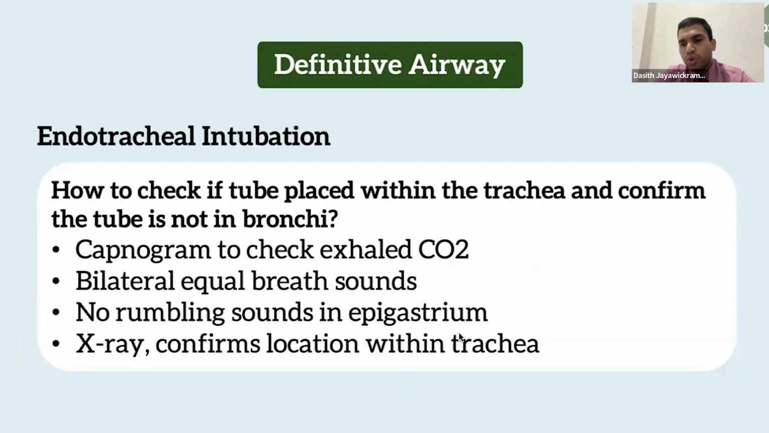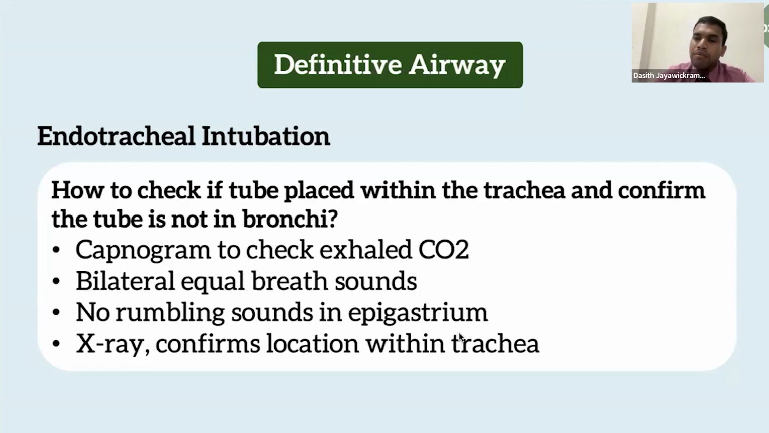So how do you know whether the tube is in the correct position? The tube could be in the trachea, it could be in the esophagus, and even if in the trachea, we could have inserted too much, and it could go and lodge in one of the bronchi. So how to confirm it? To confirm the tube is in the trachea, we can do a capnogram.